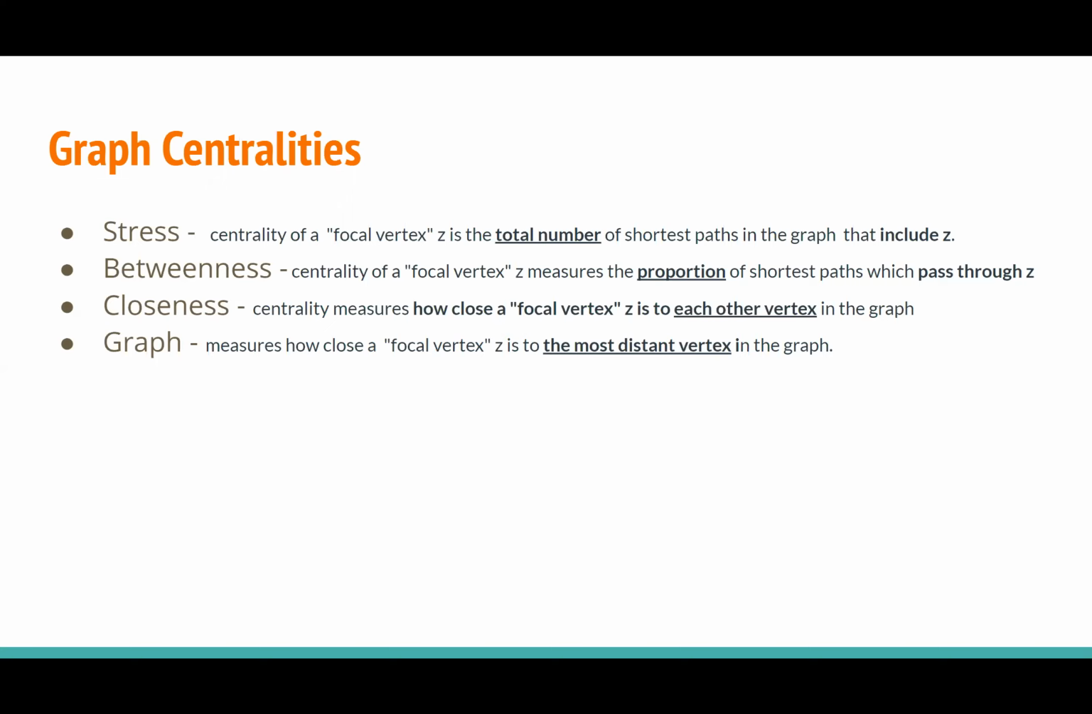Betweenness centrality is the centrality of a focal vertex Z that measures a proportion of shortest paths which pass through Z. Closeness centrality measures how close a focal vertex Z is to each other vertex in the graph. And graph centrality measures how close a focal vertex Z is to the most distant vertex in the graph.